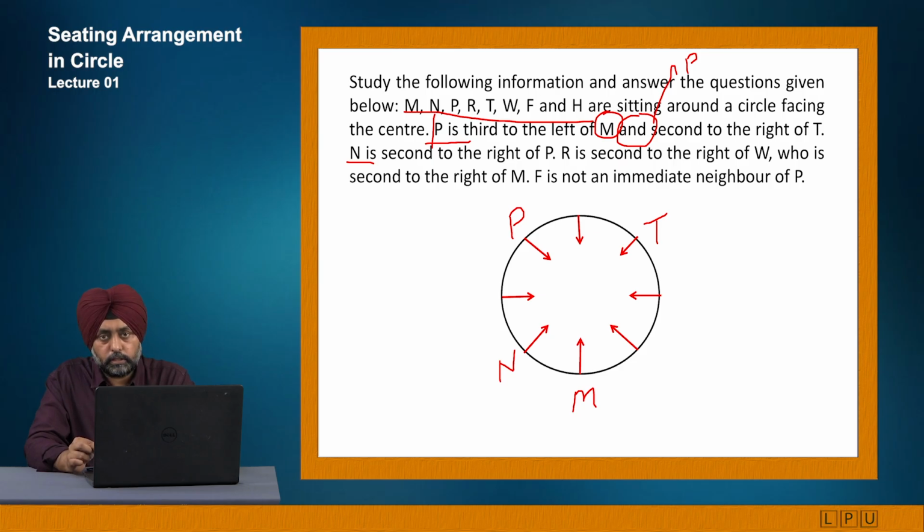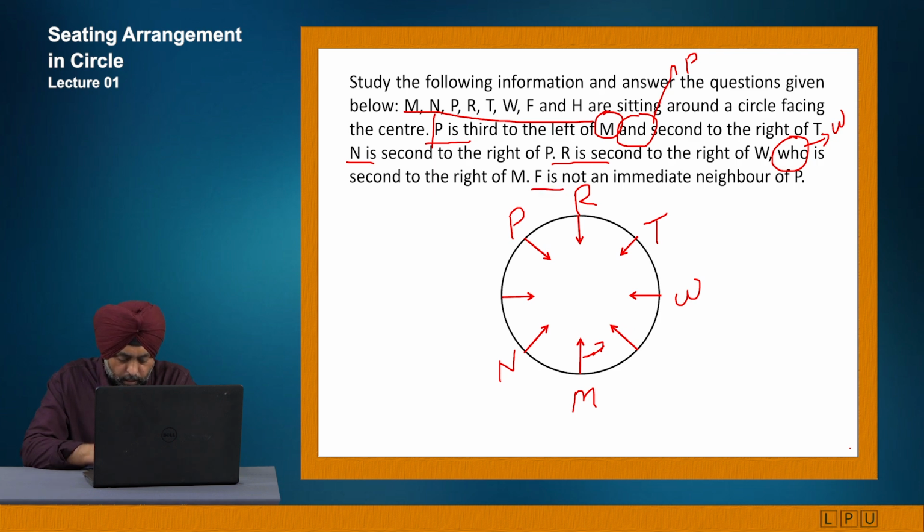R is second to the right of W. We don't know the positions of R and W yet, so we cannot place them. But it is given who comes for the second person, so we know who comes for W. Who is second to the right of M? So W is second to the right of M. Anti-clockwise, right means anti-clockwise, so W will come here. Now come to the previous statement, R is second to the right of W. Right of W means again anti-clockwise, and R will come here, first and second. First to the right is T, second to the right will be R.